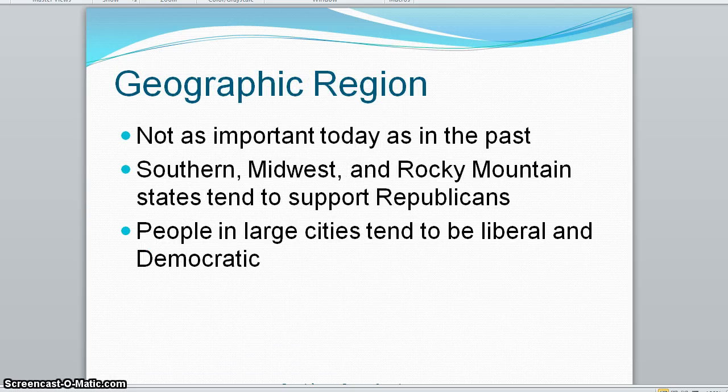A person's geographic location tends to influence his or her political attitude. Democrats tend to get support from the Northeast and the West Coast. Republicans do well in the South, Great Plains, and Rocky Mountain states. Even more important is residence. Urban areas tend to be strongly Democratic, while rural areas and small communities tend to be Republican.